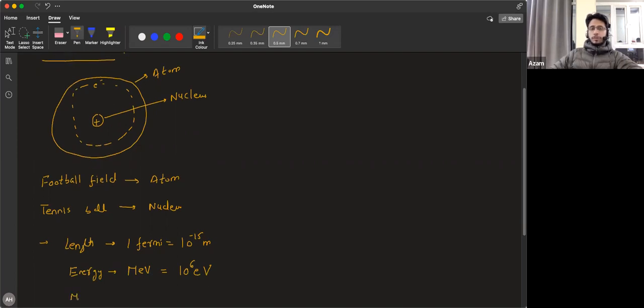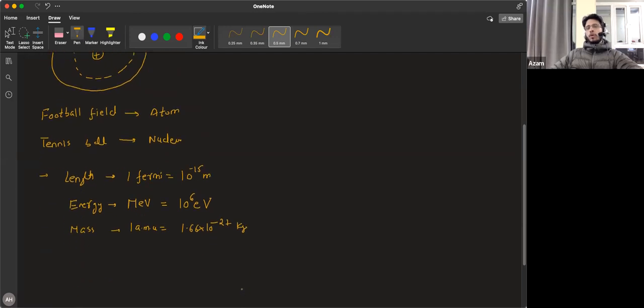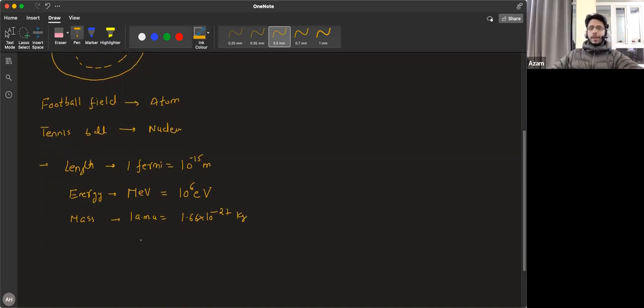Even the unit of mass will change. We don't consider mass in kg now. We take mass in atomic mass unit. 1 atomic mass unit is 1.66 into 10 raised to the power minus 27 kg. Now we need all masses, the mass of electron, the mass of proton, the mass of neutron in terms of AMU. So the mass of electron is 0.00055. It's basically some 5 or something, but you can round it off up to 0.0055 atomic mass.